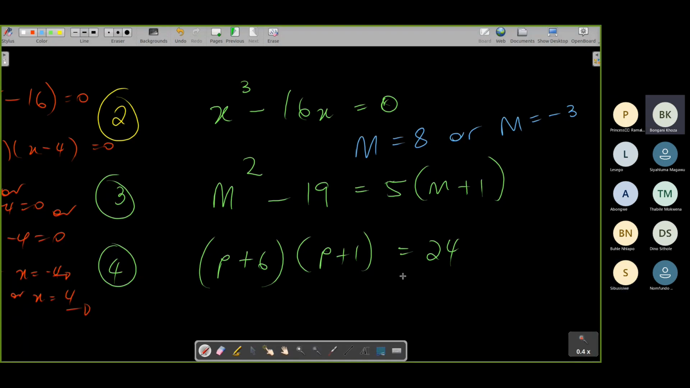Sometimes we get 3 answers, like the previous one, we had 3 answers. This one, we are supposed to get 2 answers. So it's never one. It can be 1 if you're dealing with something like x plus 3 all squared equals 0. Then the answer here is just x equals -3.